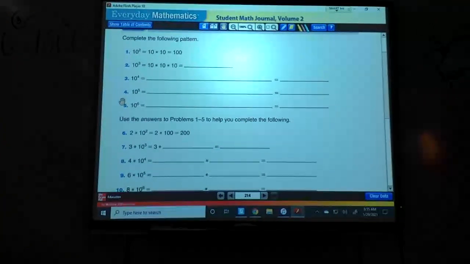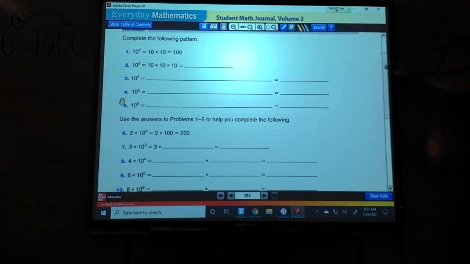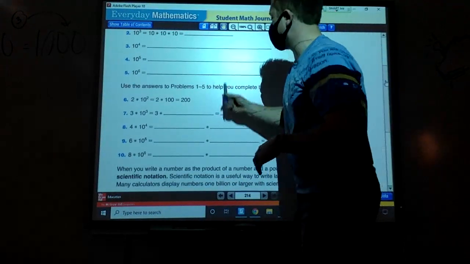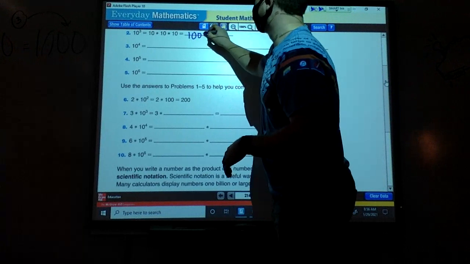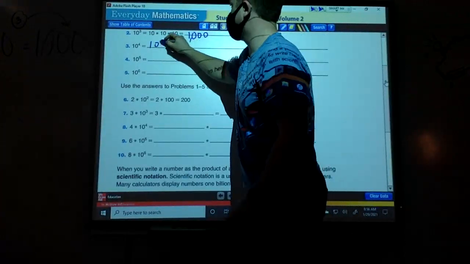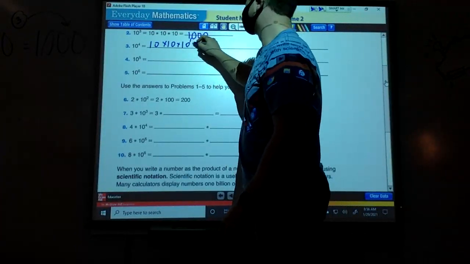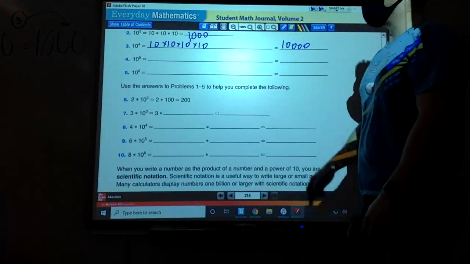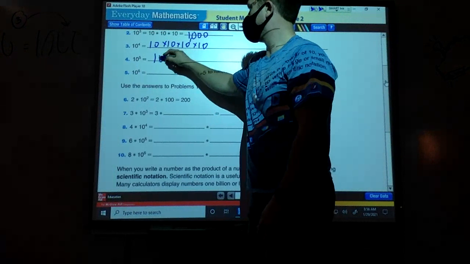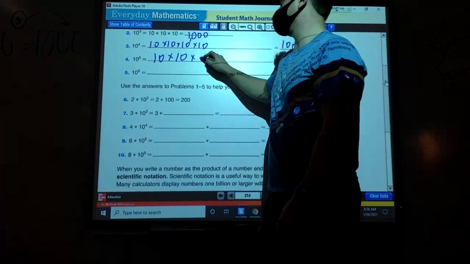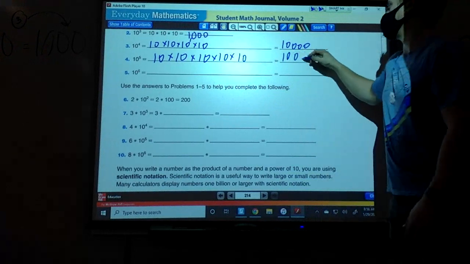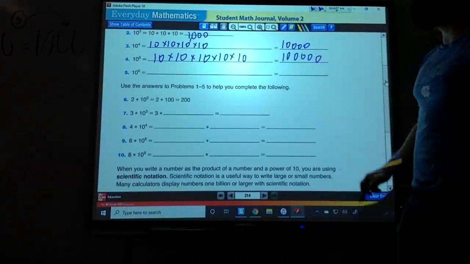10 to the second power, that's 10 times 10, or a 1 with 2 zeros. So 10 to the third would be 10 times 10 times 10, or a 1 with 3 zeros. 1, 2, 3, 4 zeros. 10 to the fifth is 10 times 10 times 10 times 10 times 10, or a 1 with 5 zeros.